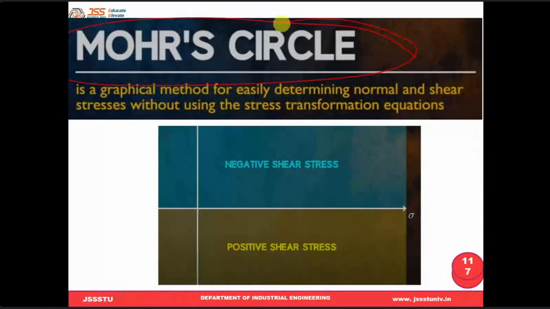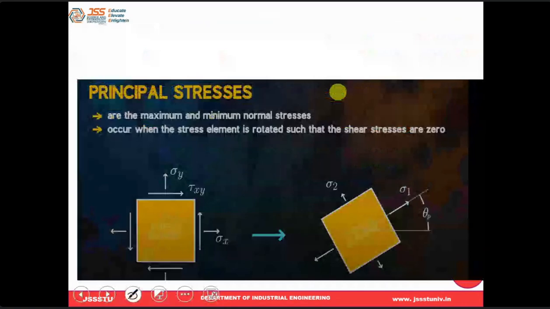So Mohr is the name of a scientist. He worked on this and developed this concept. We can calculate the principal stresses as well as the normal stress and shear stresses at any particular angle. By using this graphical method, we can calculate the principal stresses like sigma 1, sigma 2, sigma 3, even for the 2D case, even for the 3D case, in a very easy way. So that diagram is called Mohr's circle. Mohr's circle is a graphical method for easily determining the normal and shear stresses without using any stress transformation equation.